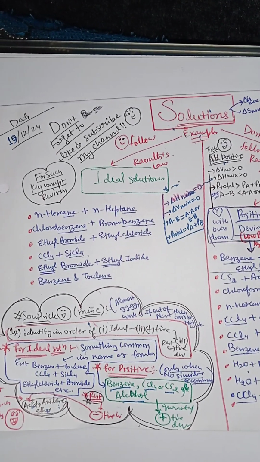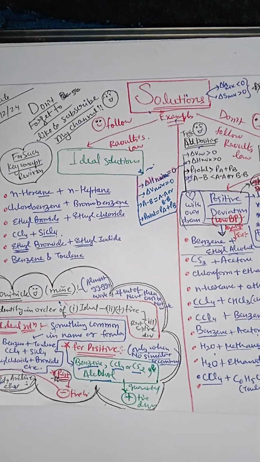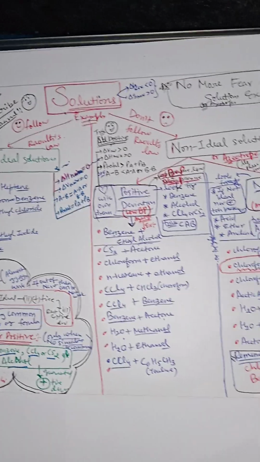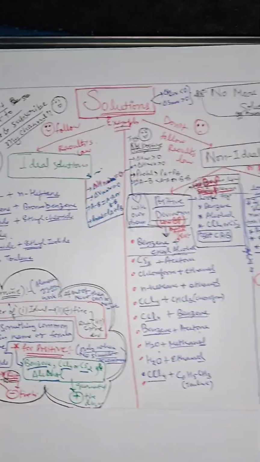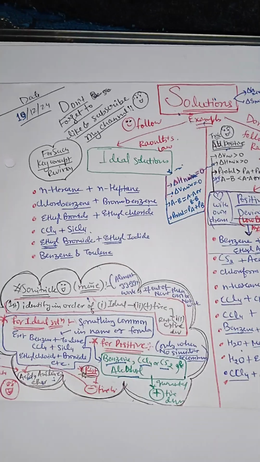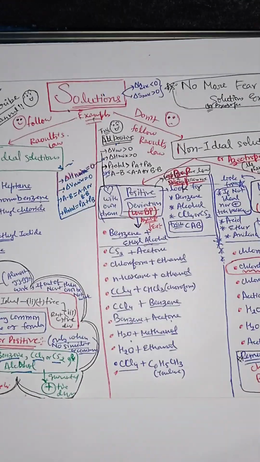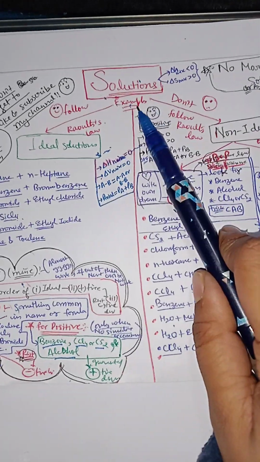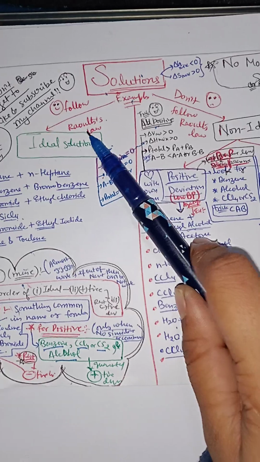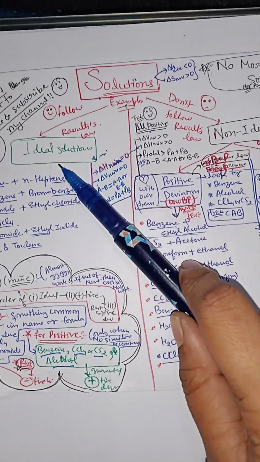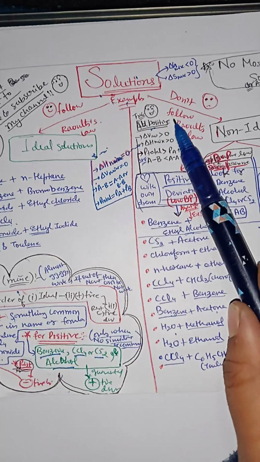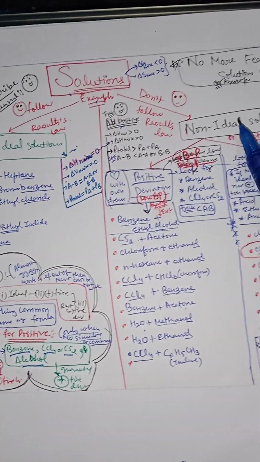Hello friends, today we are going to revise the most important example of the types of solution, which when it comes into the paper makes us feel very helpless, because either you know it or you don't know it. So here it is. Solution, basically, on the basis of whether it follows Raoult's law or it doesn't follow Raoult's law. If it follows Raoult's law, it is called an ideal solution. If it doesn't follow Raoult's law, it is called a non-ideal solution.